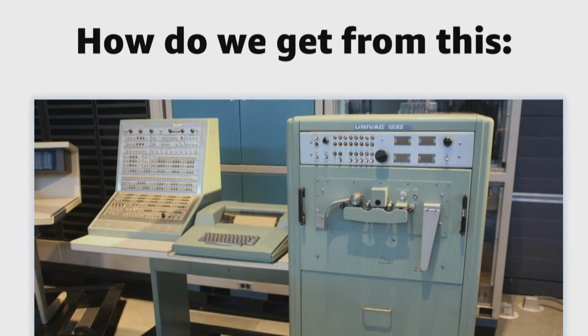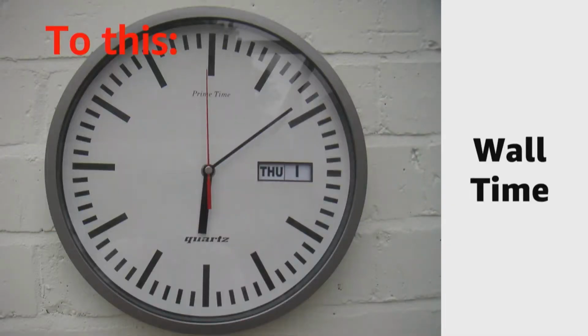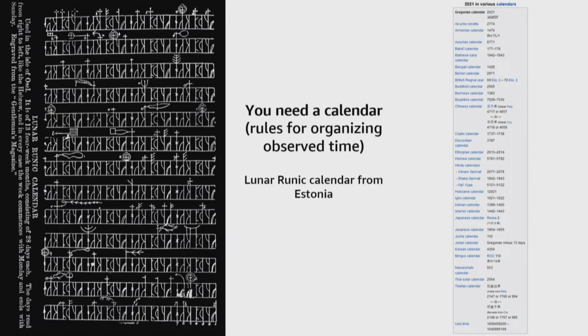So the problem we have is how we get between incremental time and what we call wall time. Wall time is the observable time, the kind of time that you and I all talk about if I tell you today is the 14th or that it's 5 o'clock. And you need two things. You need a calendar, which is a set of rules that describe all the different mechanics of the different units that we assign. This happens to be a picture of a lunar runic calendar from Estonia, not in modern use, but I thought it was attractive.